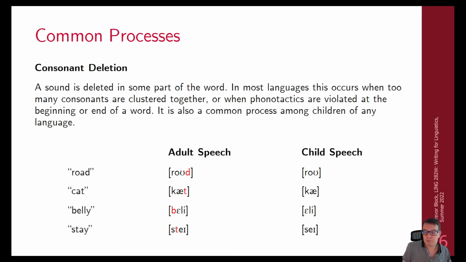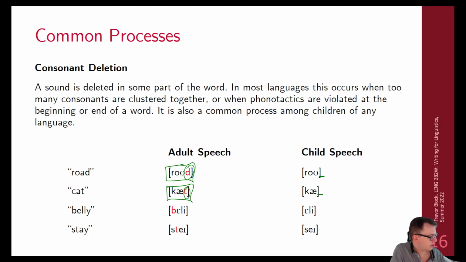Consonant deletion is another process, and instead of looking at an actual example of a language, we're going to take a look at the contrast between adult and child speech because children do this a lot for ease of pronunciation, for syllable structure, and so on. So for example, an adult might say road with that D at the end, or cat with that T at the end, but those coda consonants can be really difficult for children to pronounce at first. So they might just delete them altogether and say row or cat.